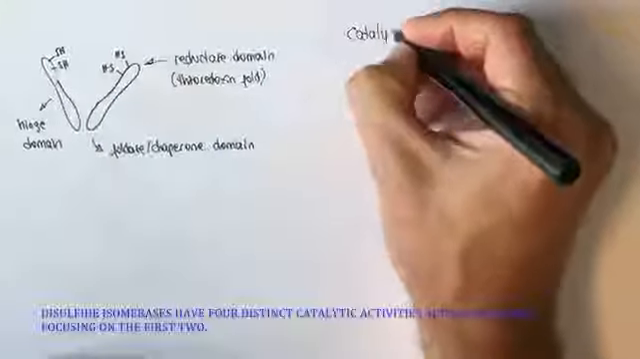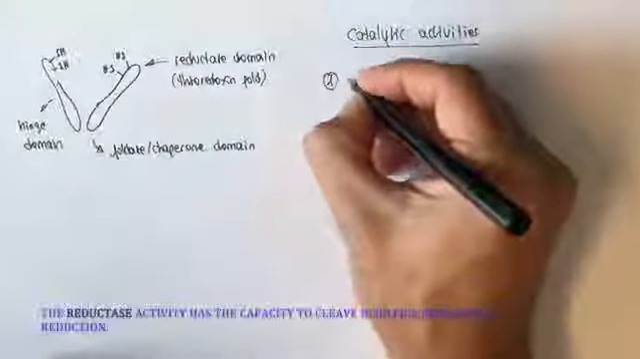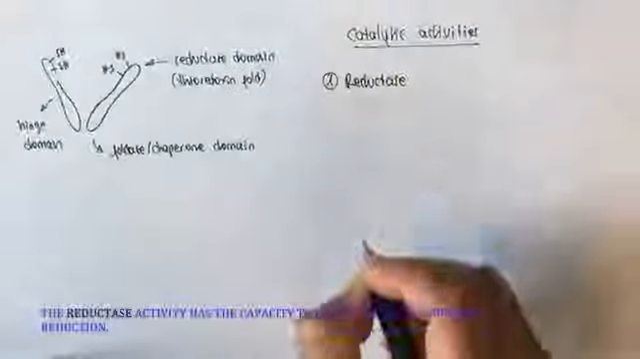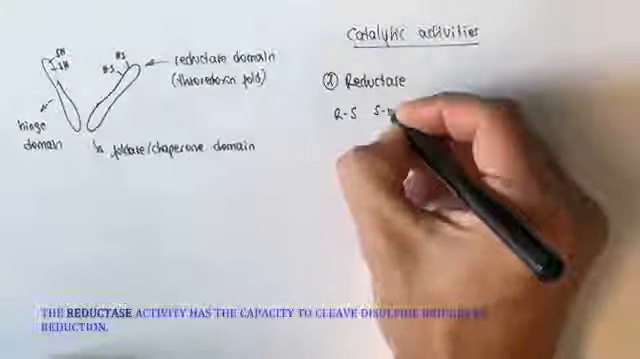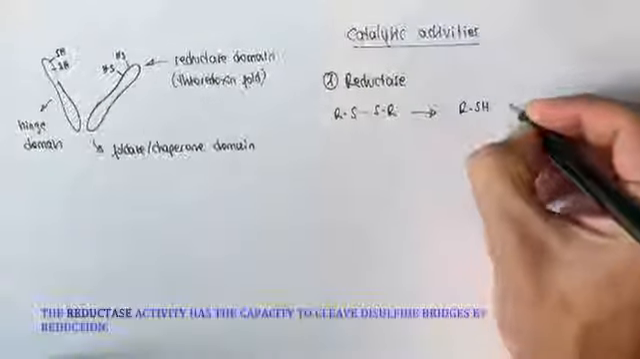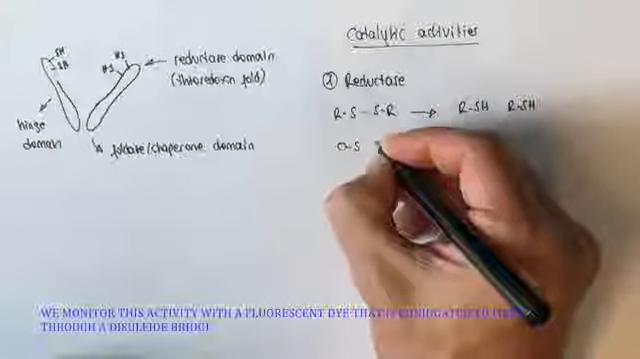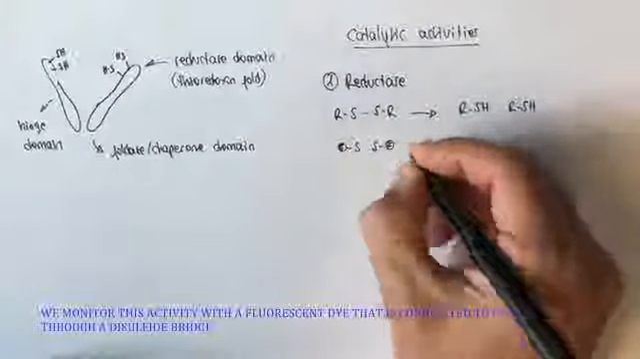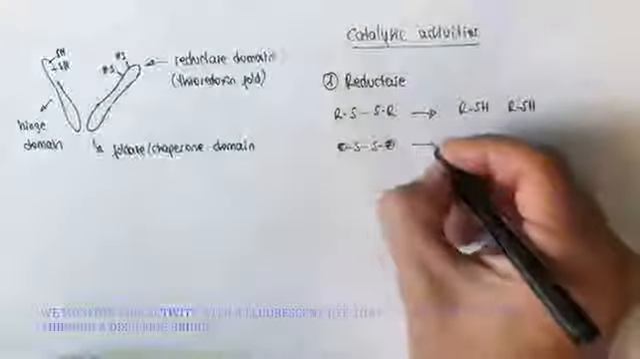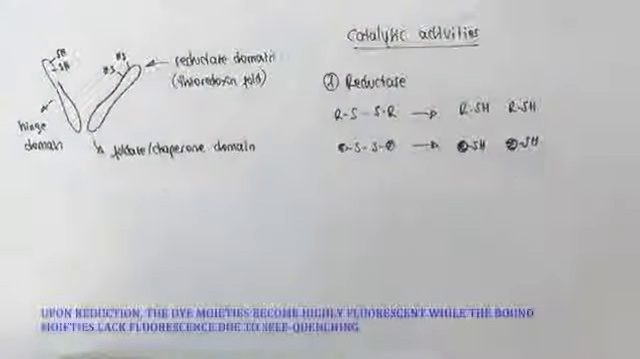Disulfide isomerases have four distinct catalytic activities, although we are mostly screening two of them. The reductase activity is the capacity for cleaving disulfide bridges by reduction. We monitor this activity with a fluorescence dye that is conjugated to itself through a disulfide bridge. The dye moieties do not fluoresce due to self-quenching. Upon reduction of the thiol groups, the dye becomes highly fluorescent.